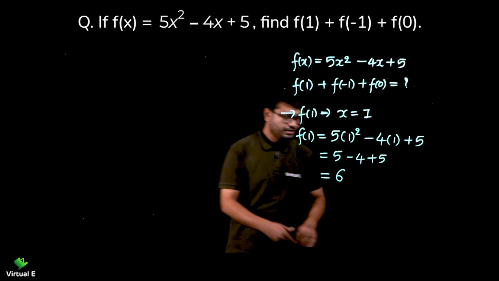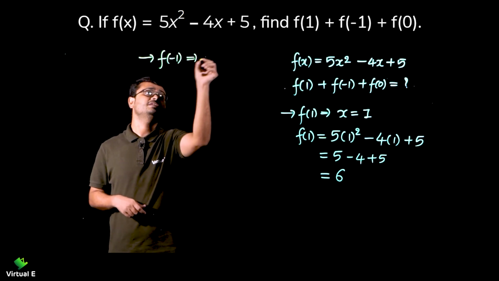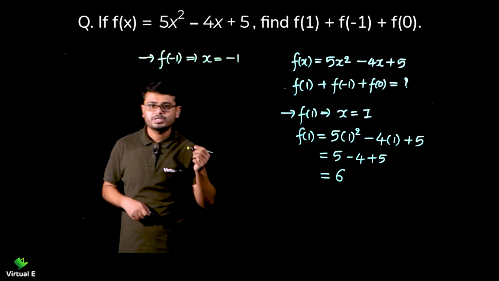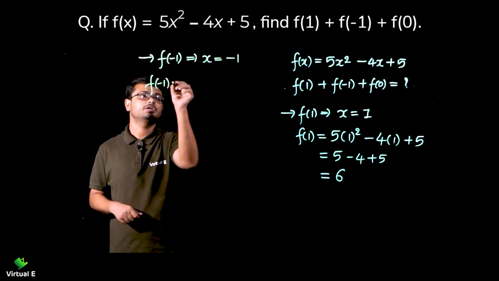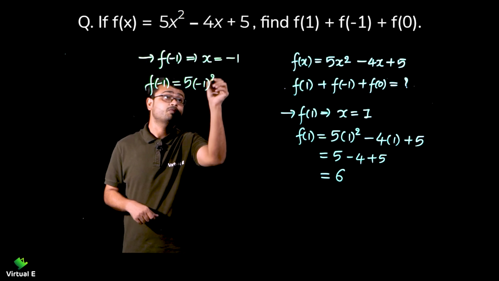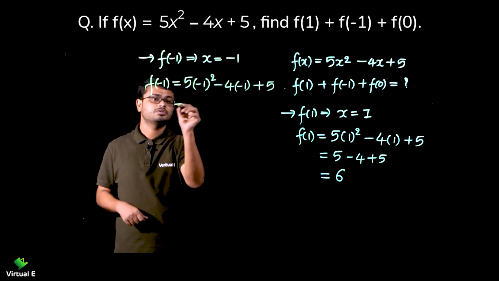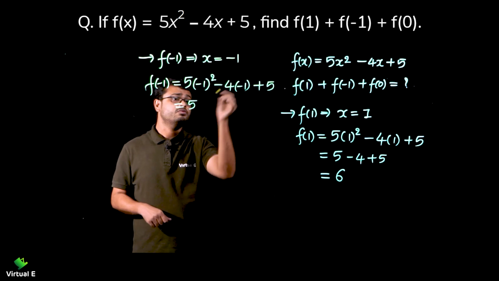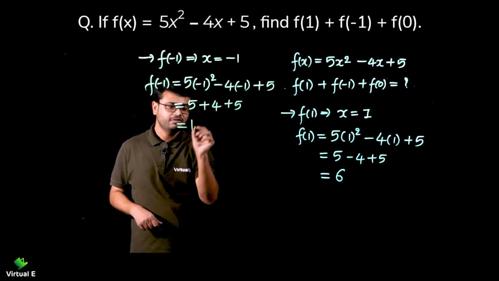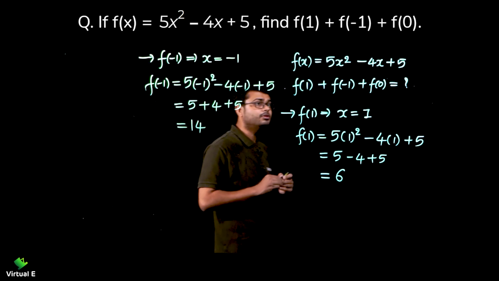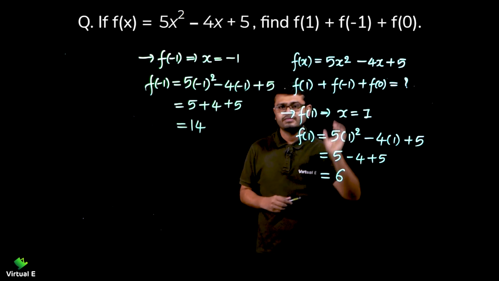Now let's get the other value, that is f(minus 1). So f(minus 1) means that instead of x, what we are going to write? Minus 1. Simple. Like previously we have written x is equal to 1. So let's start. f(minus 1) is equal to 5 into minus 1 square. Remember, minus 4 into minus 1 plus 5 here. So 5 it is, minus minus plus, 4 ones are 4 it is, plus 5. So 5 and 5, 10 plus 4, that is 14, right? So value of f(1) is 6 and value of f(minus 1) is what? 14.